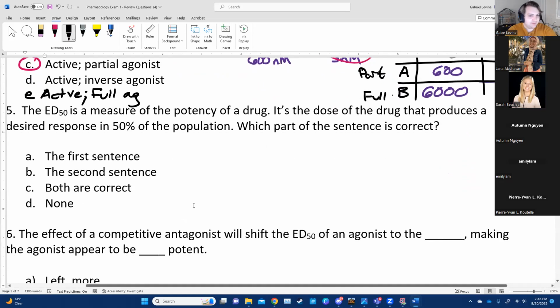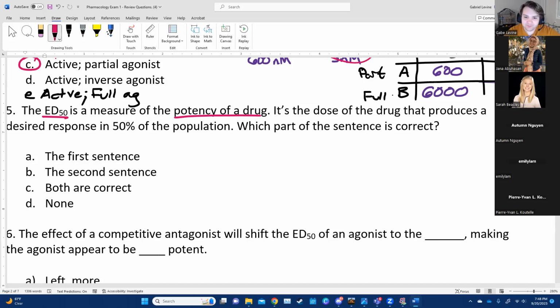All right. The ED50 is a measure of potency of a drug. It's the dose of the drug that produces a desired response in 50% of the population. Which part of the sentence is correct? Is ED50 a measure of potency of a drug? Yes, it is. It's one of the fundamental ways that we can look at potency.